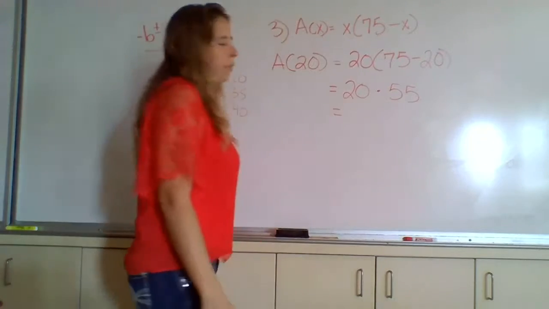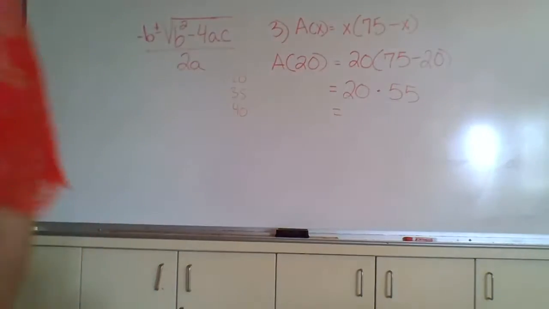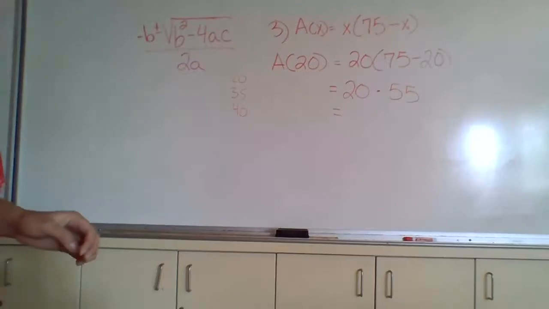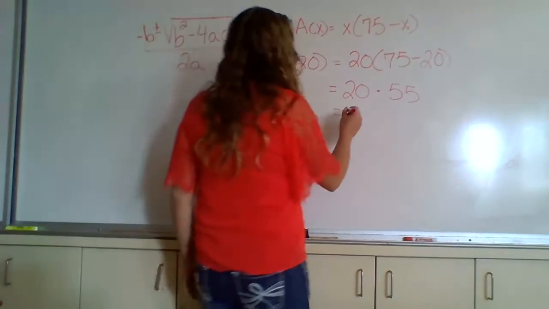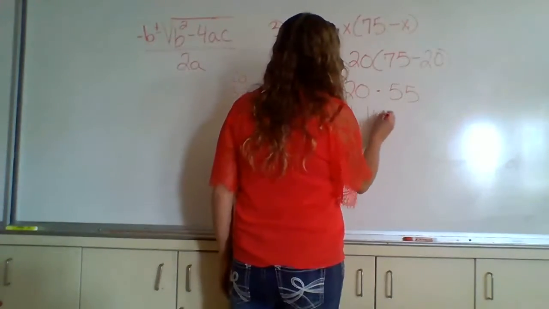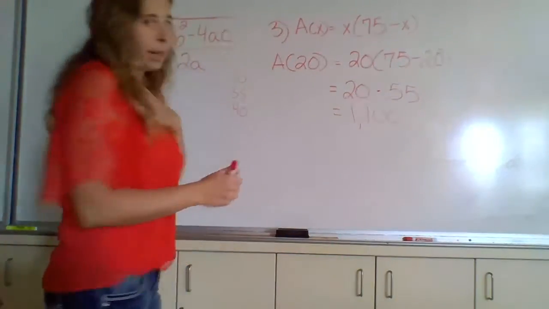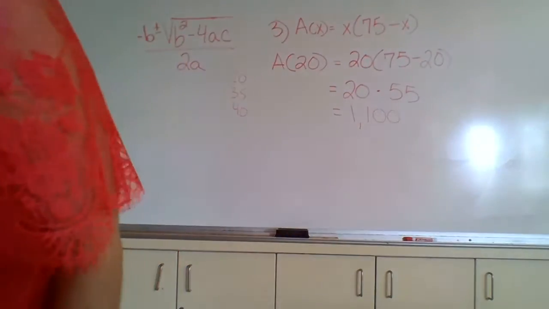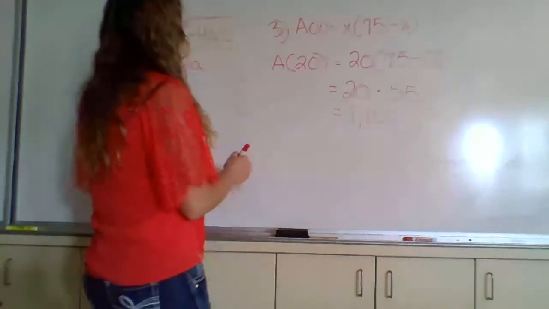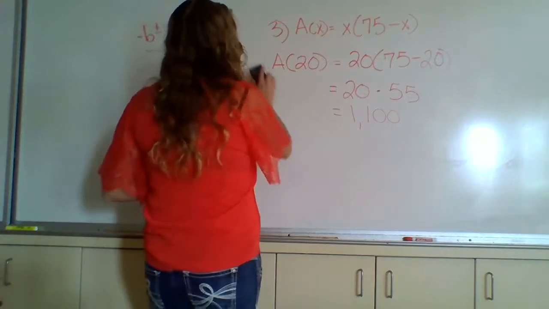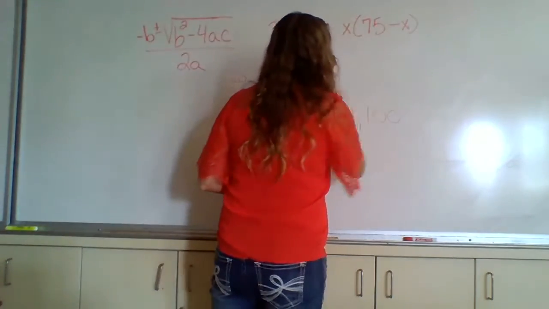Twenty times 55 is, I don't know, hold on. All right, 1,100. So that would be your answer for A. Yes, that's A of number 3. So that's your answer. Okay, I'll do one more where you substitute in for x.